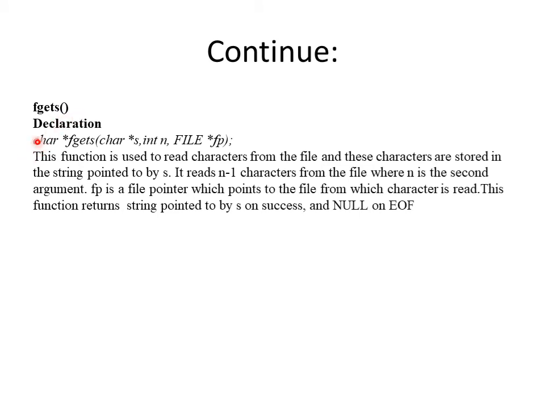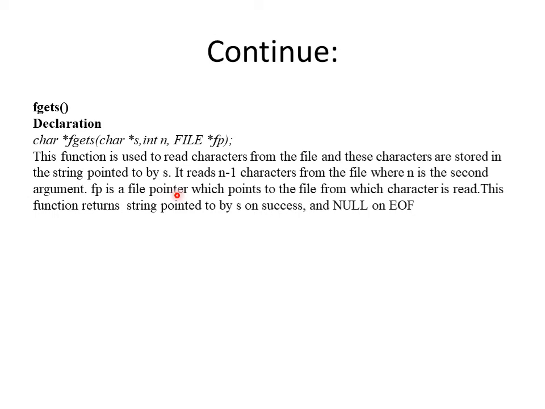fgets. Here I am giving the declaration: char *fgets(char *s, int n, FILE *fp). This function is used to read characters from a file, and these characters are stored in a string pointed to by s. It reads n minus 1 characters, that means total size minus 1 characters, from the file, where n is the second argument. fp is a file pointer which points to the file from which characters are read.